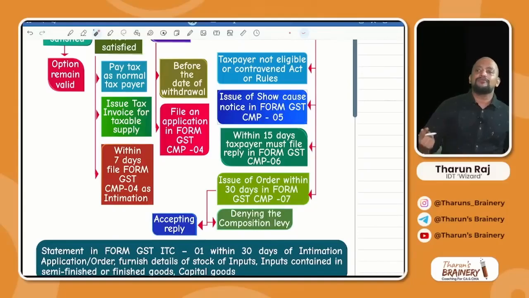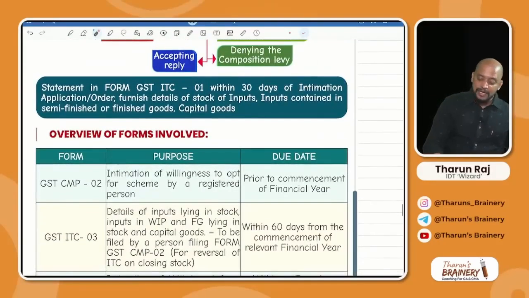And you need to file one form. What is that form? You need to file ITC 1. What is the time limit within which you need to file that form? 30 days from the date you have exited from the composition scheme. That is, this statement in Form ITC 1: within 30 days of intimation or application order, furnish details of stock of inputs contained in WIP or finished goods and capital goods.